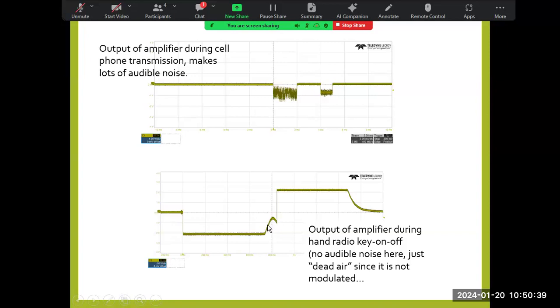And then we tried it with this walkie-talkie. When you key it, all you get is a constant level on the amplifier. That's because when you key this, it's a continuous wave with no modulation. So you can't hear anything, because the amplifier picks it up and you get this DC value, since the output is constant.